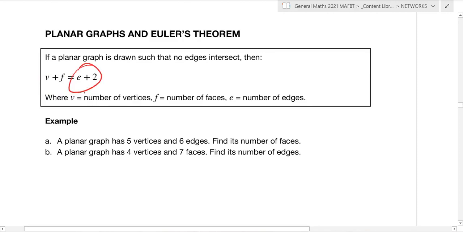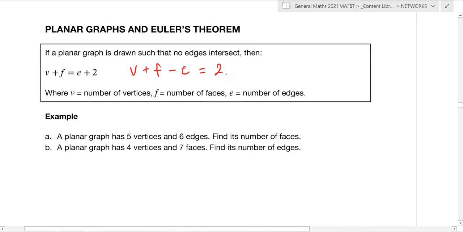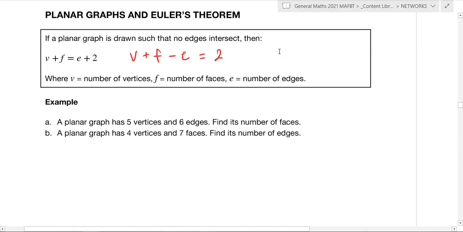There are other variants of this formula. I've seen it as V plus F minus E equals 2. Exactly the same thing. Your textbooks might say this as well: V plus F minus E equals 2. It's exactly the same thing. But basically, if a graph is made planar, then this equation should make sense.